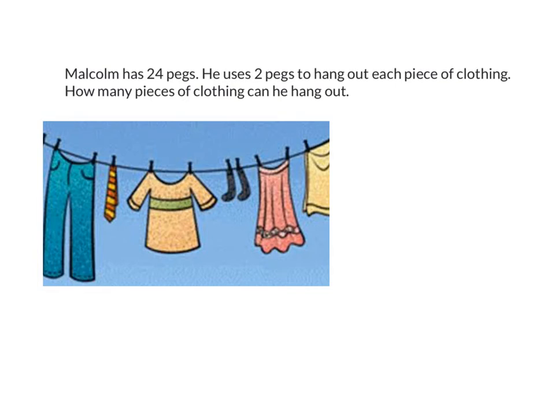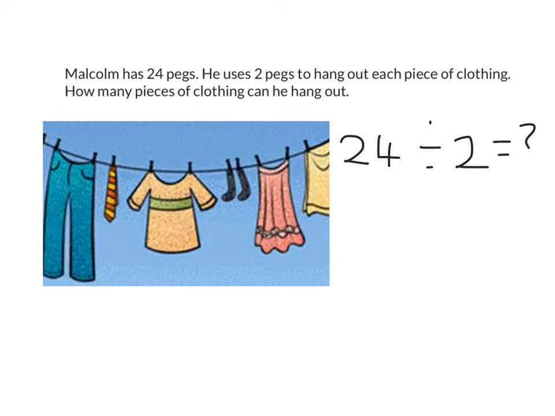Let's have a look at this example. Malcolm has 24 pegs. He uses 2 pegs to hang out each piece of clothing. How many pieces of clothing can he hang out? What this question is asking me to do is to go 24 pegs divided amongst 2 pegs for each piece of clothing, and that will tell me how many pieces of clothing he can hang out.